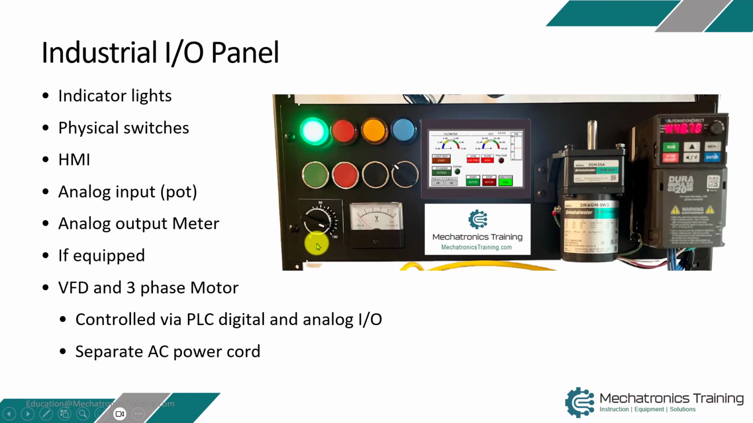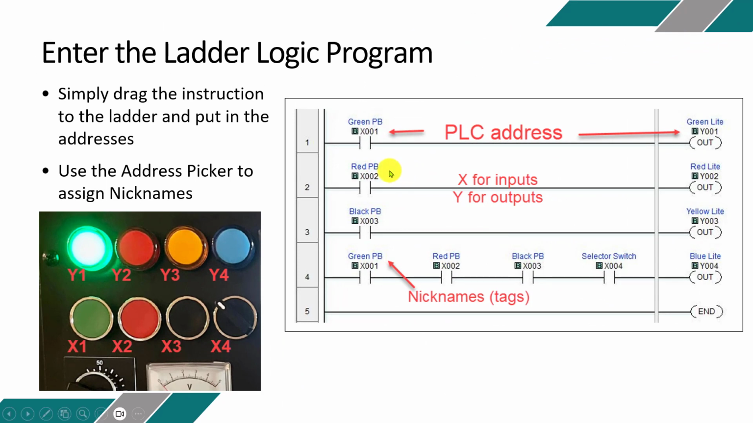As you recall, the trainer has a full industrial I/O panel, and we're going to be concentrating on this example with these lights, which are Y1 through Y4, and these switches. So the goal is to enter this program. To do that, we simply drag the instructions and put in the addresses. The addresses are X001, or you can just type X1, X2, Y1, etc. The blue letters are called nicknames, sometimes tags, and they allow us to better describe what this is. And here you see they've been labeled on this diagram of the trainer for you.